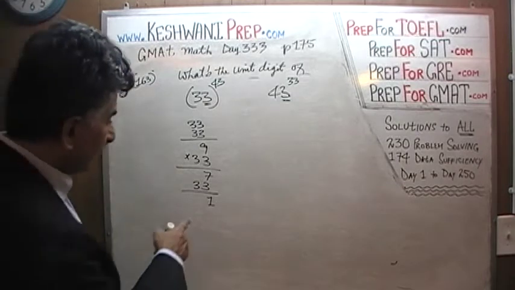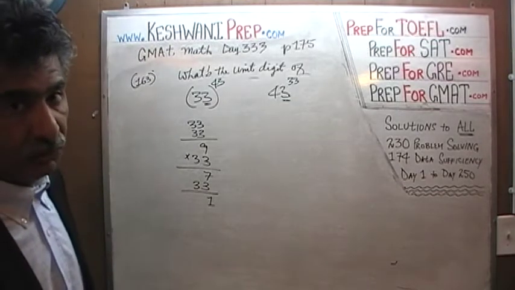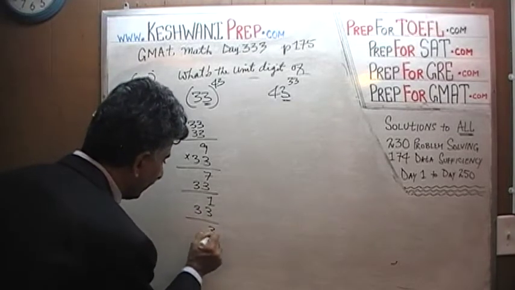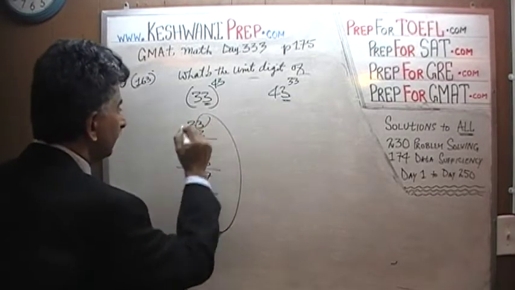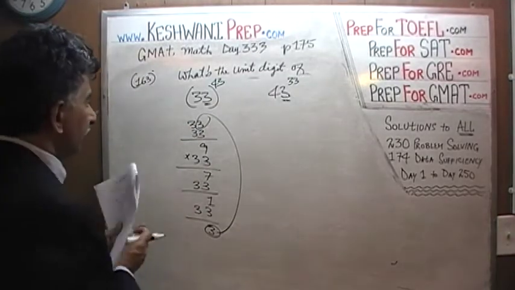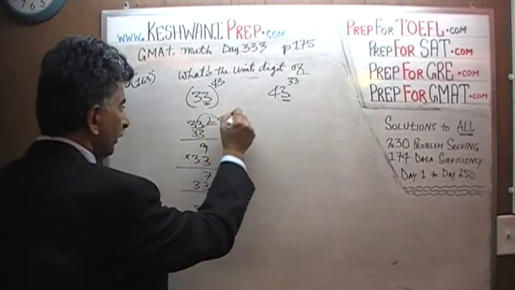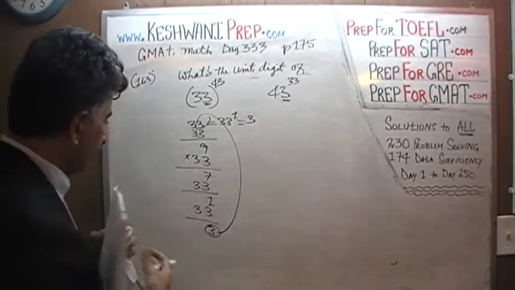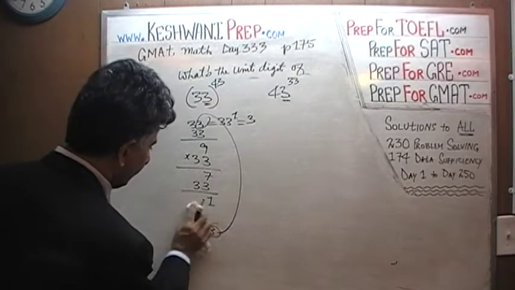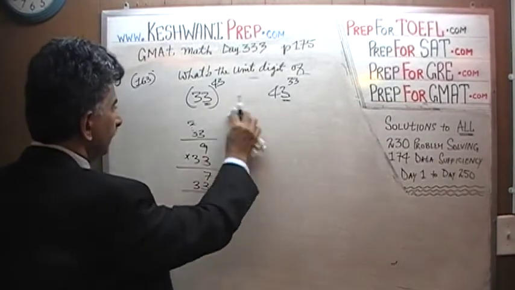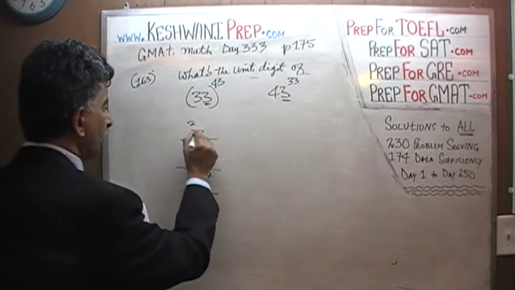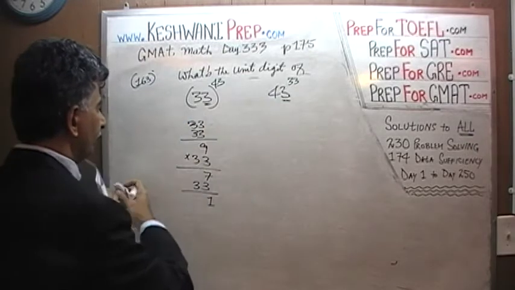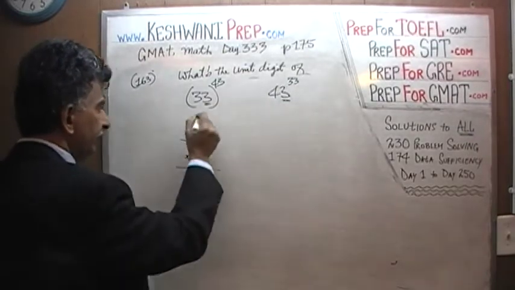As soon as you see the 1, that's the end of the story. Why? Because if you multiply that quantity by 33, you're going to end up with 3, which is what you started out with. This is 33 raised to 1. So let's just stop here. 33 raised to 1 ends in a 3.